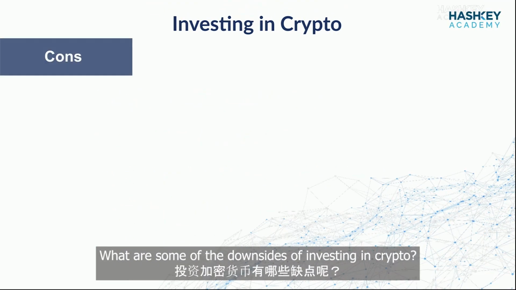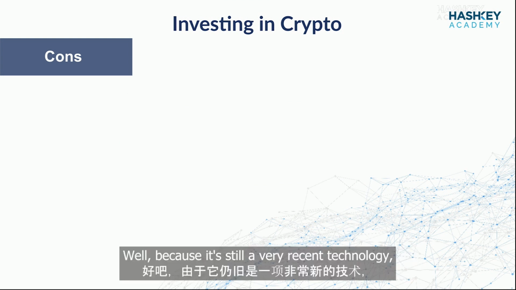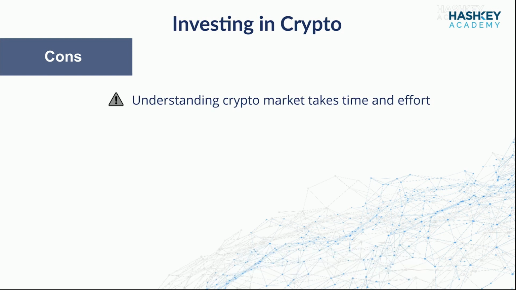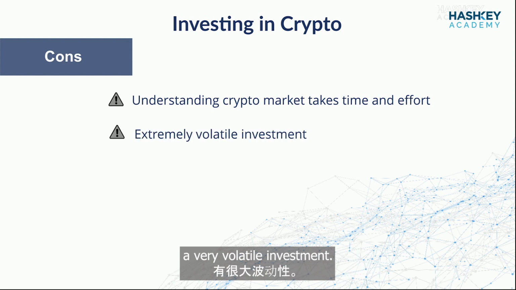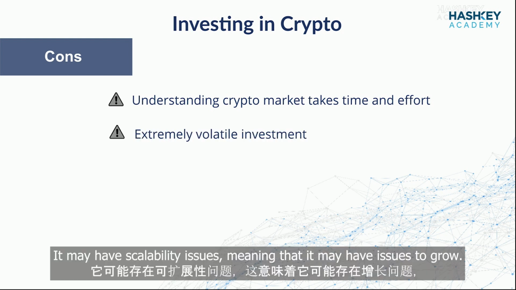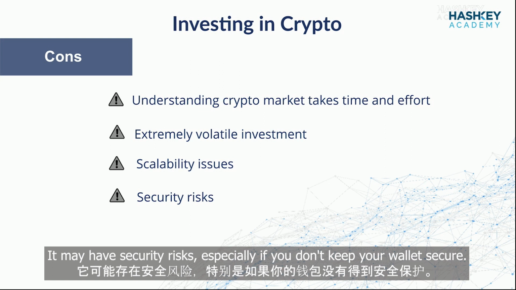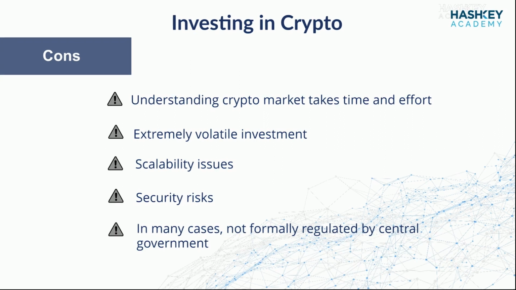What are some of the downsides of investing in crypto? Well, because it's still a very recent technology, understanding the crypto market takes time and effort. Also, the crypto market is sometimes a very volatile investment. It may have scalability issues, meaning that it may have issues to grow. It may have security risks, especially if you don't keep your wallet secure. And in many cases, it's not formally regulated by central governments.